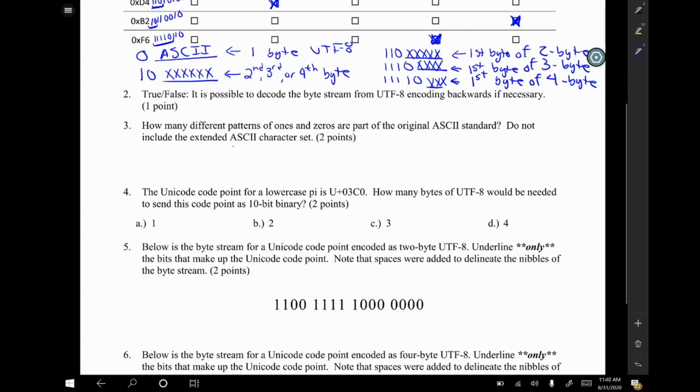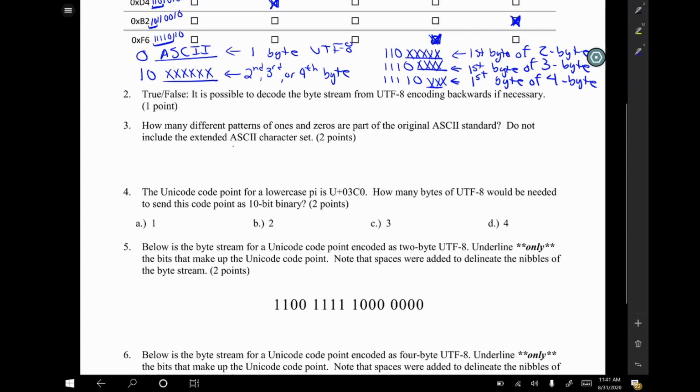It is possible to decode the byte stream from a UTF-8 encoding backwards if necessary. Yep, sure is. That's what we talked about. If I grab a byte out of a byte stream, and I know that it is coming backwards, I can do the decoding. So I get a byte, and the first 2 bits of the byte are 10. I know that it's just one of the bytes that follows one of the first bytes of a multi-byte sequence.